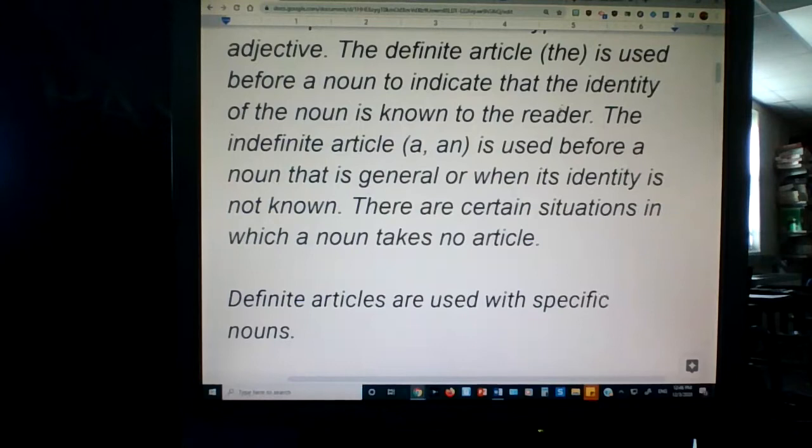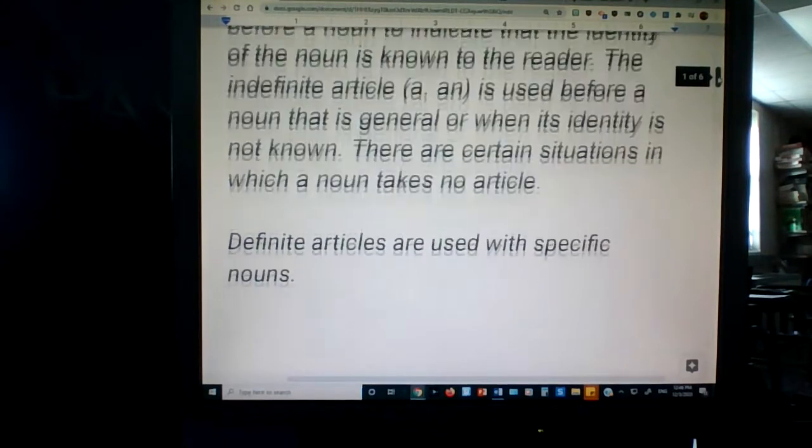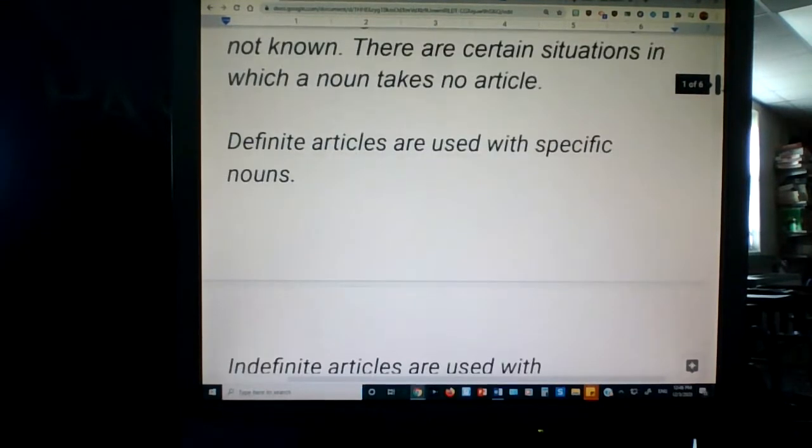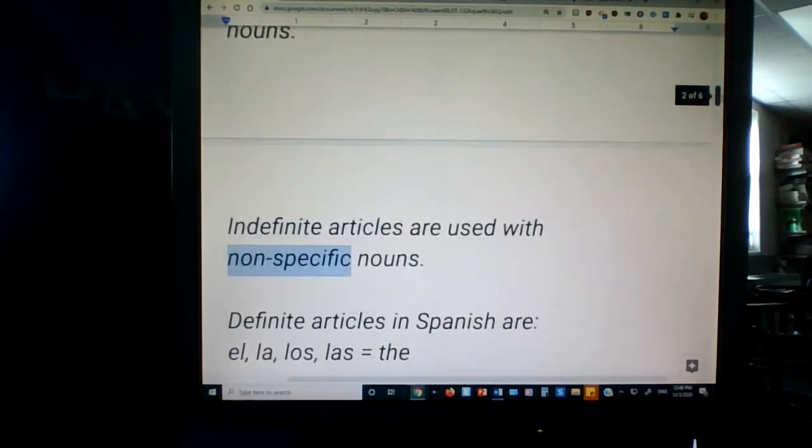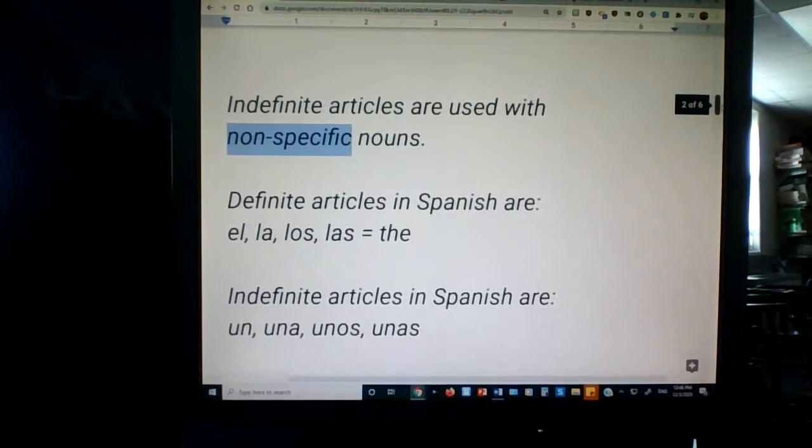Known and unknown. So yeah, that's the only difference. Okay, think about it. Next time you're thinking in English, think about how many times you say the, a, or an. It's always constant.